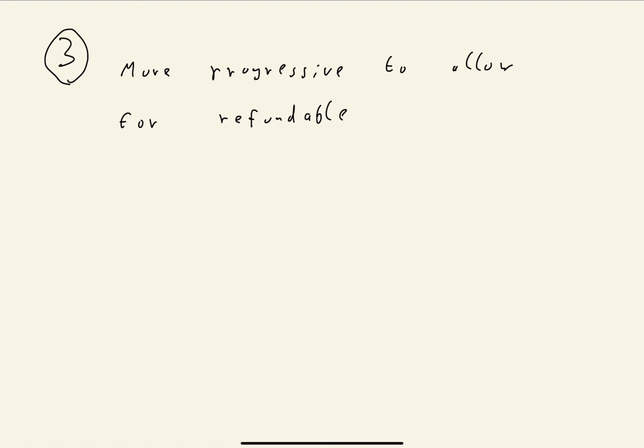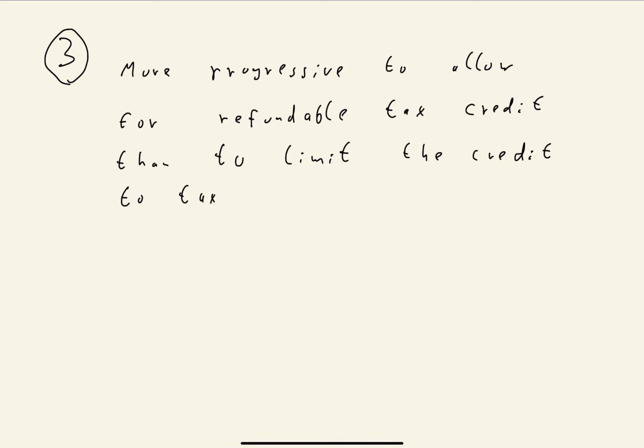So the answer is that it's more progressive to allow for a refundable tax credit, than to limit the credit to taxes actually paid.